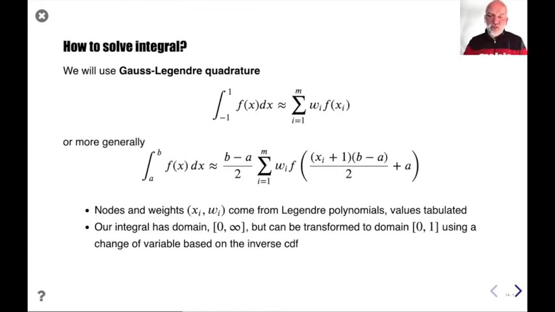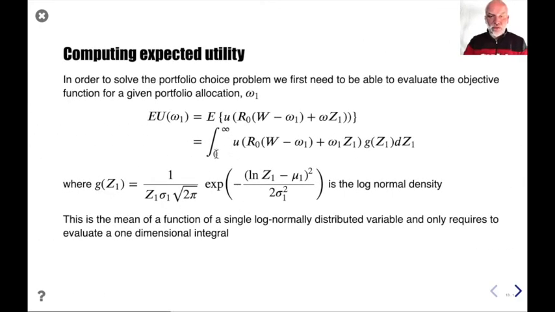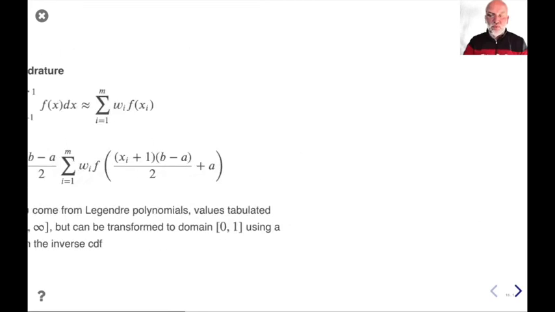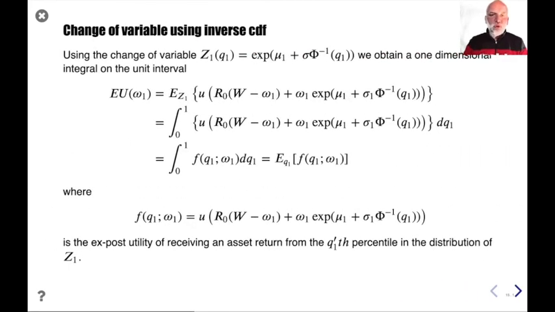So you basically transform the domain to the unit interval, instead of working on the interval 0 to infinity that we have had in our integral, right? We can't work with that directly. We have to transform the problem. So here's what we do. We're going to use a change of variable so that we can work with a uniformly distributed variable Q instead of Z directly, which is log normally distributed. Because from that uniform stochastic variable, you can get the log normally distributed variable by this transformation.